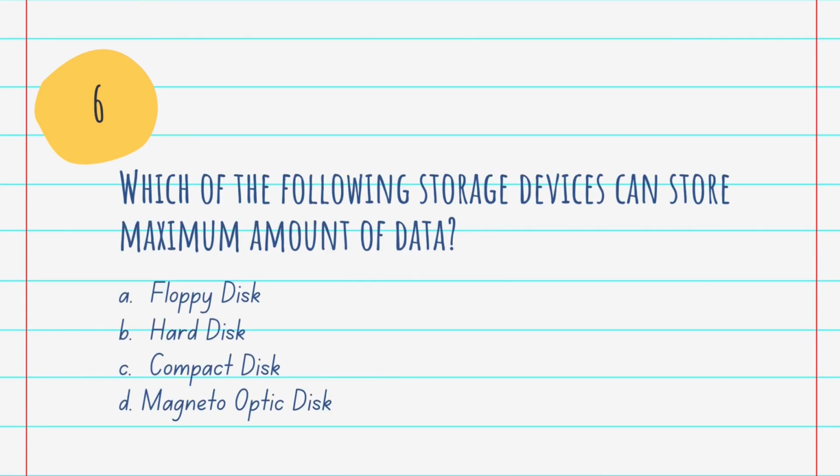Question number 6. Which of the following storage devices can store maximum amount of data? A. Floppy disk, B. Hard disk, C. Compact disk, D. Magneto-optic disk. And the answer is B. Hard disk. The hard disk has the highest capacity to store the data, up to 2 terabytes. Hence, option B is correct.